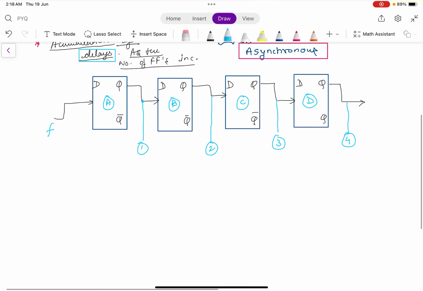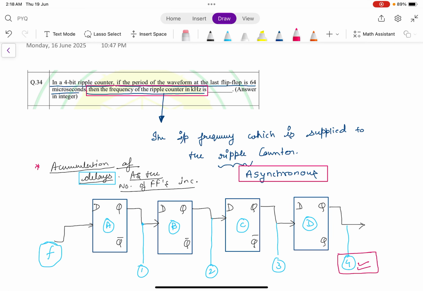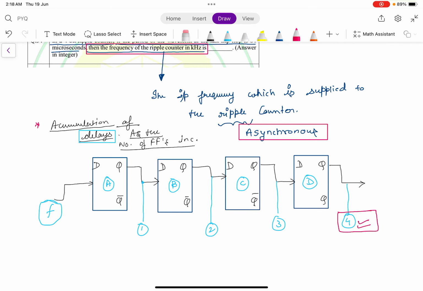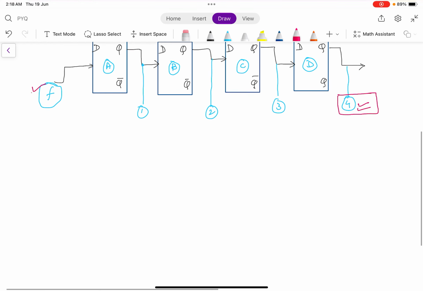frequency of the ripple counter. It is asking about this frequency, not the frequency of the output nodes. Most students thought that it is asking for this frequency. The question looks like it is asking for the frequency of the ripple counter, but this statement tells you about the input frequency which is supplied to the ripple counter, or we can say the frequency at which the ripple counter is working, and which is this frequency.